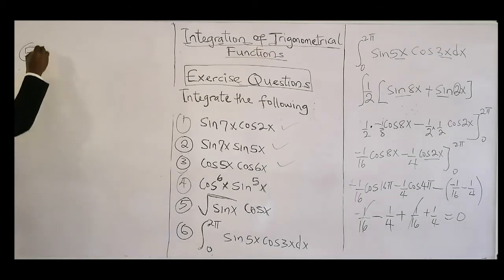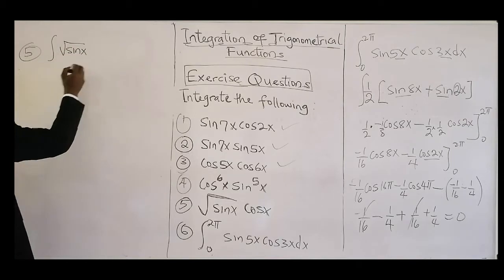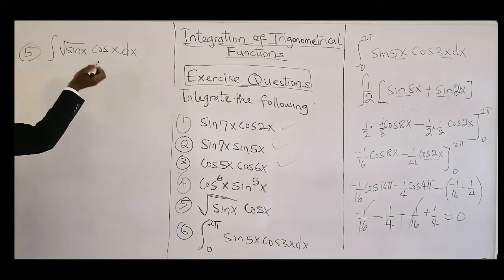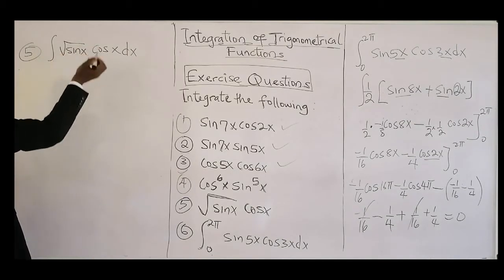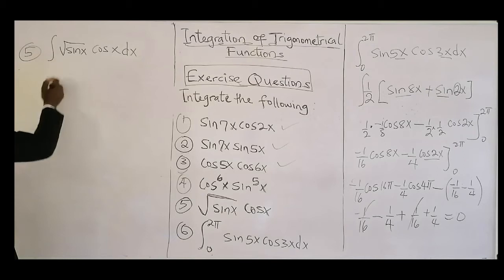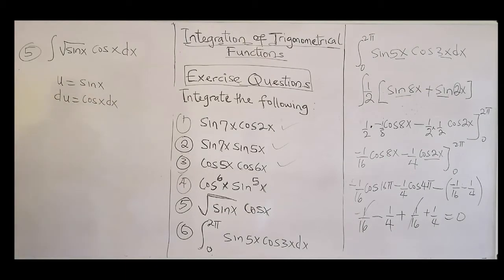Question 5, we have integral of this cos x dx. So I've told us that this, you can solve it for anyone you like. Anyone can solve it for that. So I think we should go for this one that have the radical. So that will be u is equal to sine x. So du is equal to what? Cos x dx. Okay, so du over cos x equal to what?